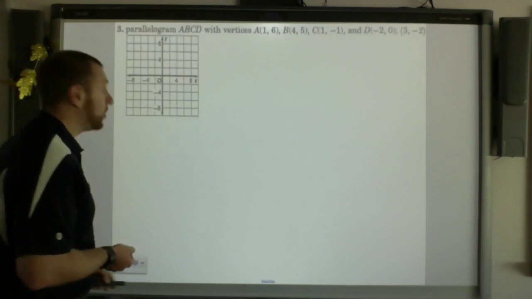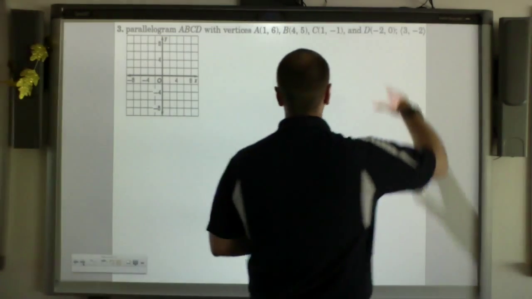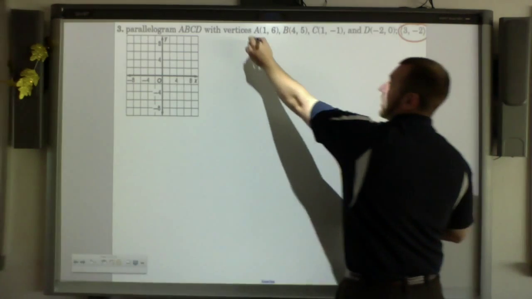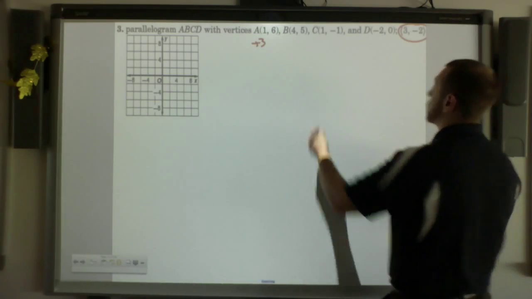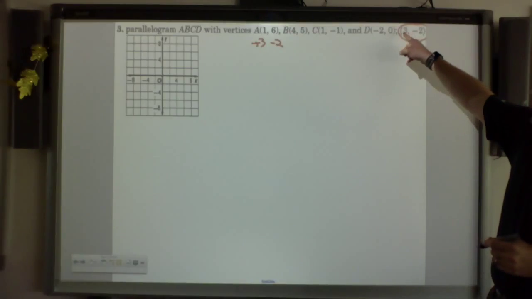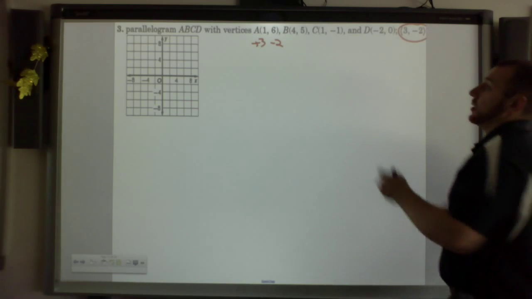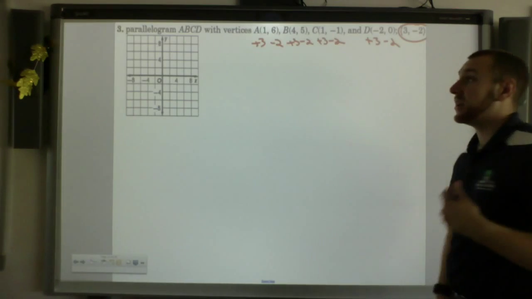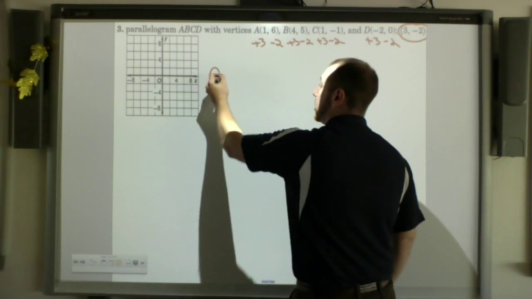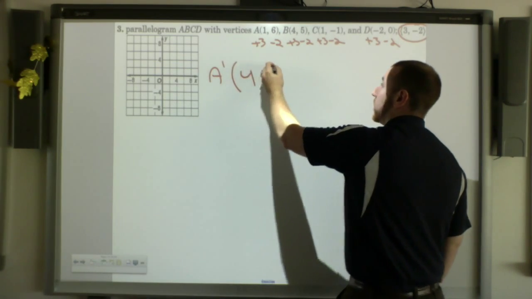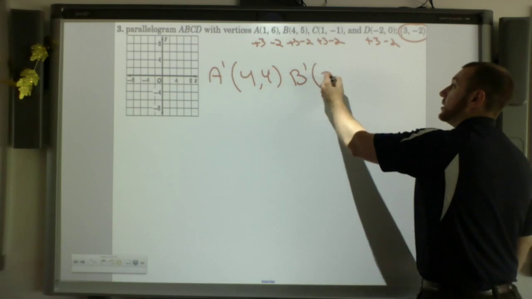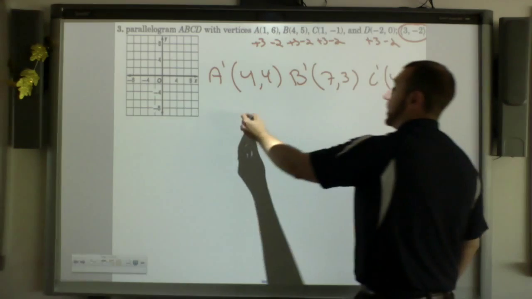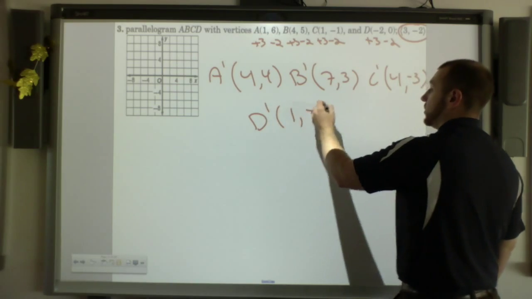The next step would be a combination where I have this original, but now my vector is 3, -2. Well, now I'm going to add 3 to the x's, but I'm going to subtract 2 from my y's. I'm going to move to the right and down. Plus 3 minus 2. I create the new points. My new A: 4, 4. My new B: 7, 3. My new C: 4, -3. And my new D: 1, -2.